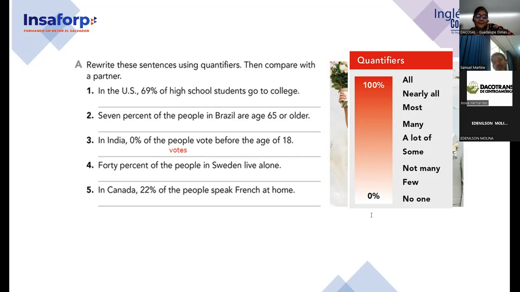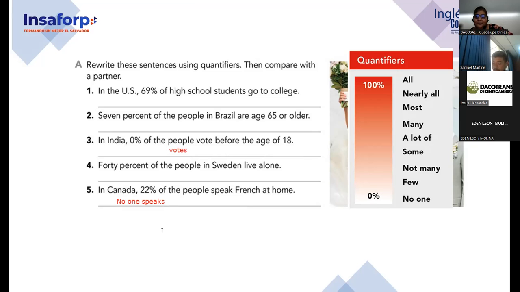In El Salvador, no one people speak English on home. Okay. Veamos. Class, do you have a correction? Do you have any other idea? Yes, without people. ¿Por qué? Cuando utilizamos no one, ¿qué le sigue? The verb. So in this case, it's like this. No one speaks French at home. No, right? No one speaks French at home because this is not an official language in El Salvador.